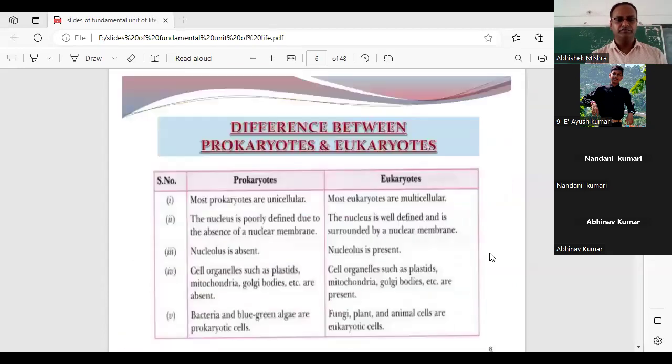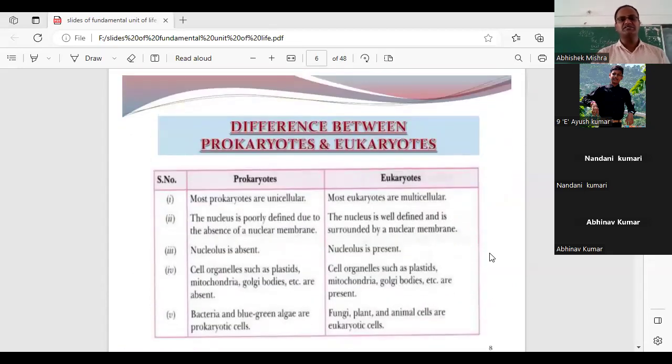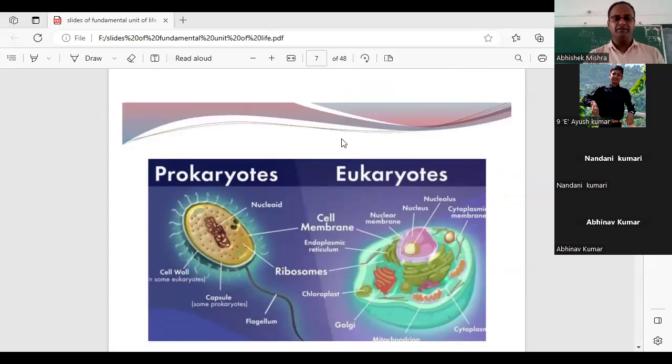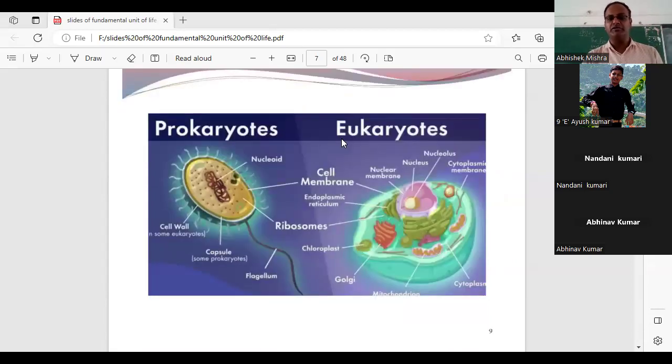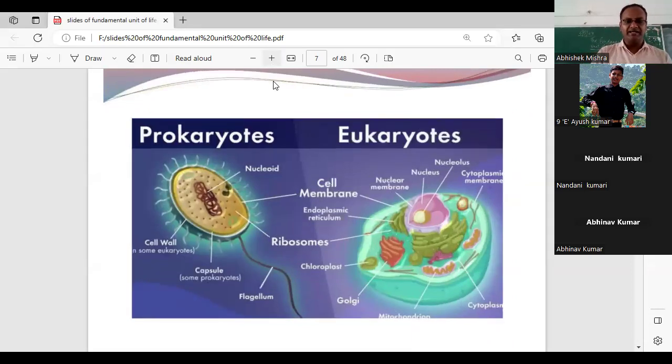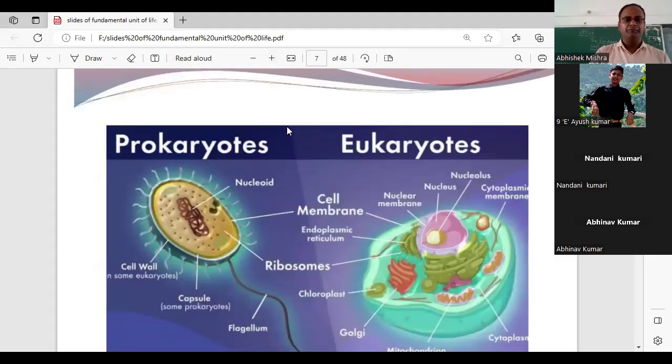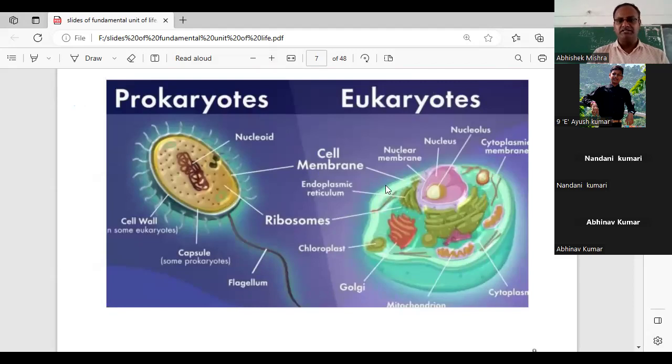Students, as far as our syllabus is concerned, there are basically two types of cells, prokaryotic cells and eukaryotic cells. Based on the type of cells, there are two types of organisms: prokaryotes and eukaryotes. Can anyone tell me what we mean by the prokaryotic cell and the eukaryotic cell? One by one, let us study the differences from the diagram I have highlighted in the slide.